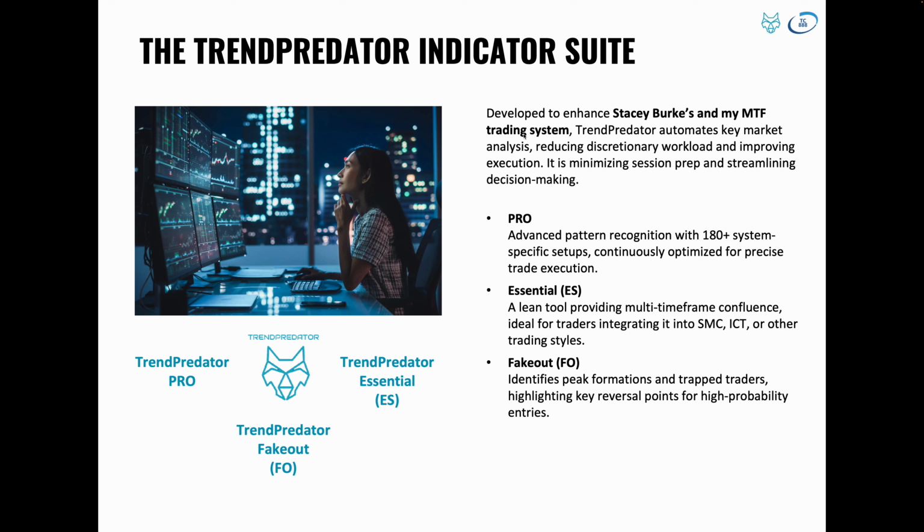The Essential version does all the analysis for you and automates that, and then you can on top identify what you want to trade. So the Essential version is also nice if you are not fully trading my system and Stacey's system. Even if you're trading SMC or ICT or whatever, this can be a very nice confluence for multi-timeframe analysis. So what's the Pro version in detail?